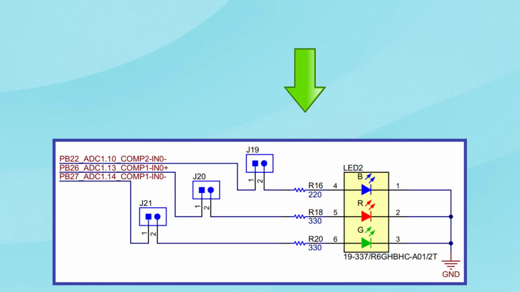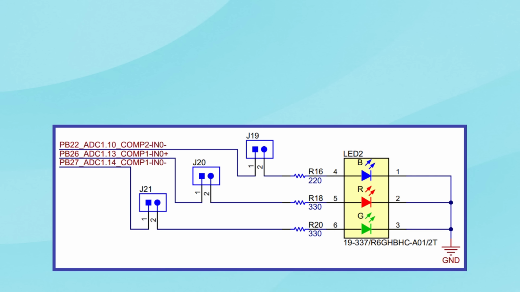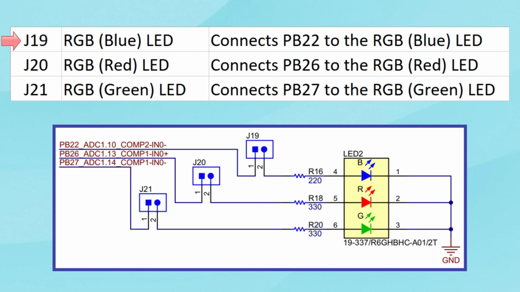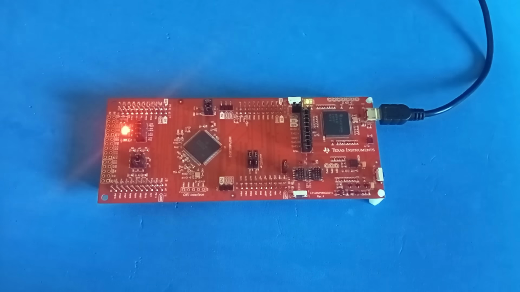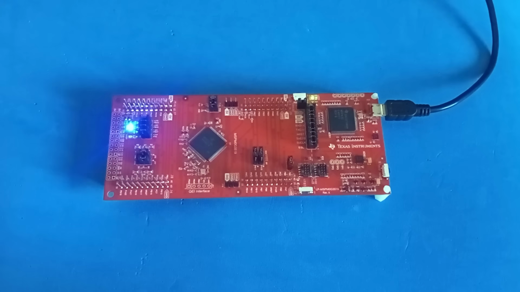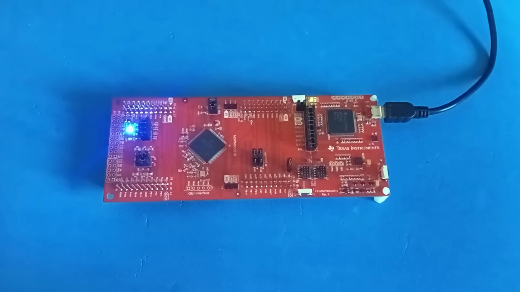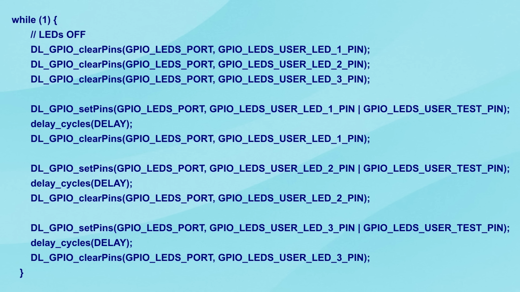They can be connected via the corresponding jumpers J19, J20 and J21 on the board. Specifically, J19 connects PB22 to the blue channel, J20 connects PB26 to the red channel, and J21 connects PB27 to the green channel of the RGB LED. The following example lights up the three internal LEDs in sequence, but since they are enclosed in a single package, the effect is a cyclic change of the three primary colors. The source code is very self-explanatory.